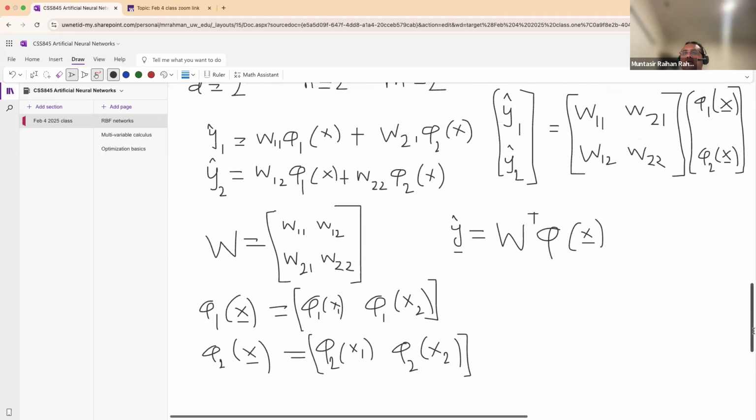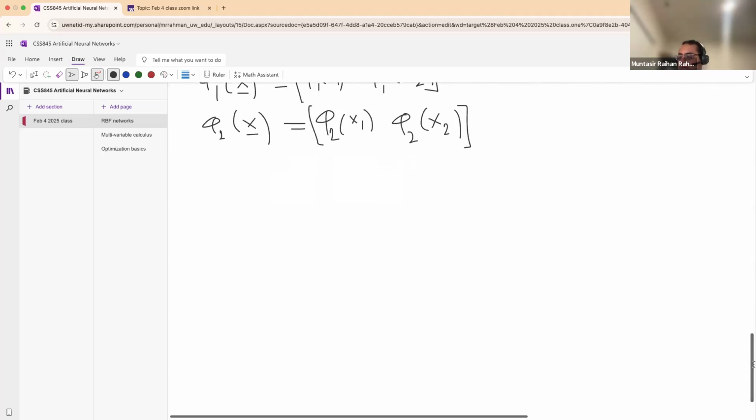Okay, so let's look at the general form of this. Now I'm going to fully generalize this, so bear with me. Let's think about the general learning process. What do we have to learn here?